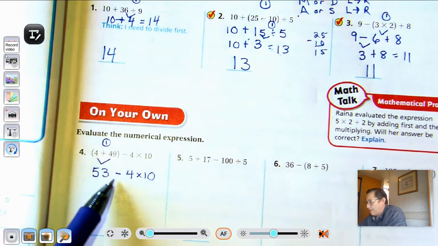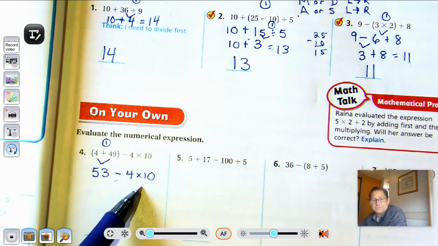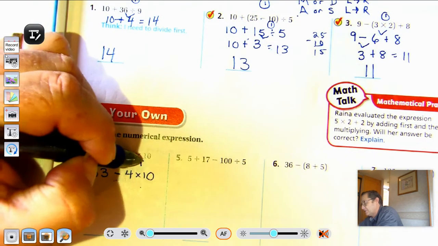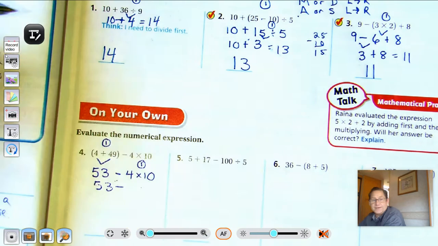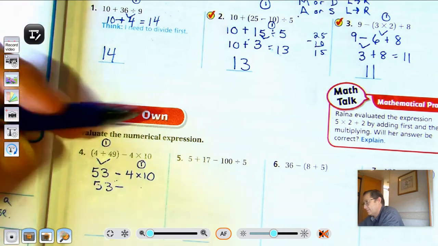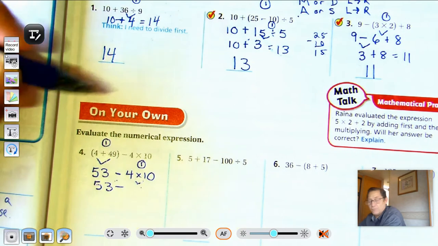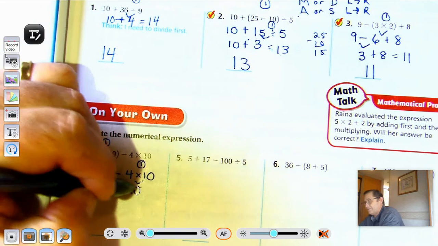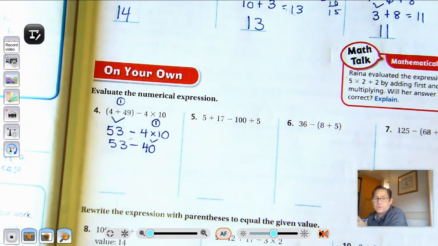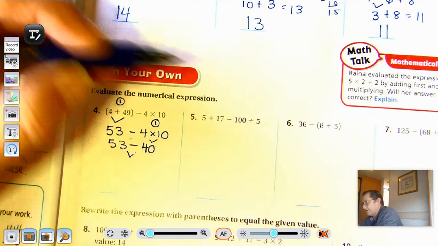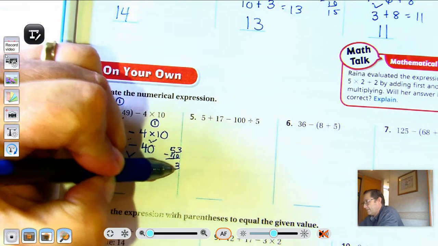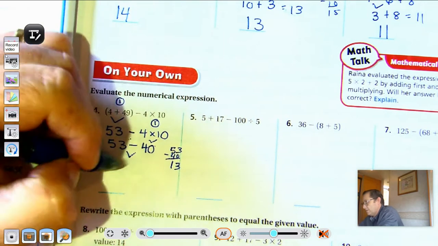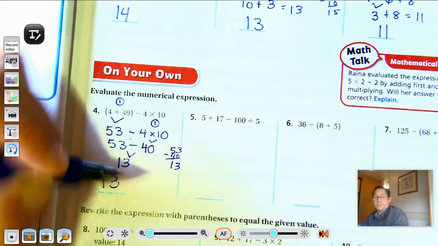All right, so now we have subtraction and multiplication. Multiplication comes before subtraction, so I'm going to multiply 4 and 10. So I'm not doing anything with the 53 and the subtraction sign. I am going to simplify 4 times 10. 4 times 10 is 40. All right, now we only have subtraction. So what is 53 take away 40? 3 take away 0 ones is 3. 5 tens take away 4 tens is 1. So we get an answer of 13.